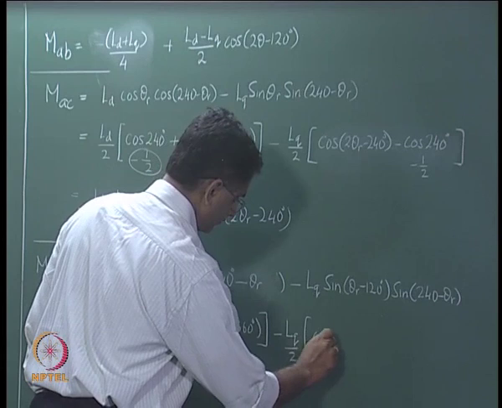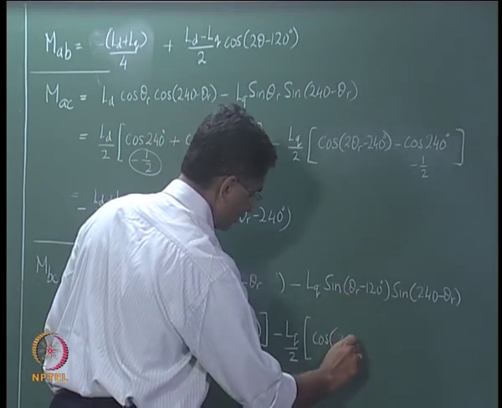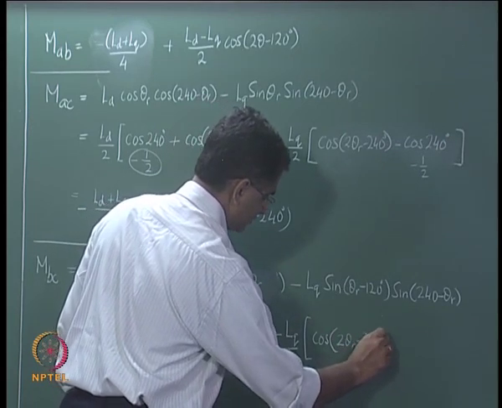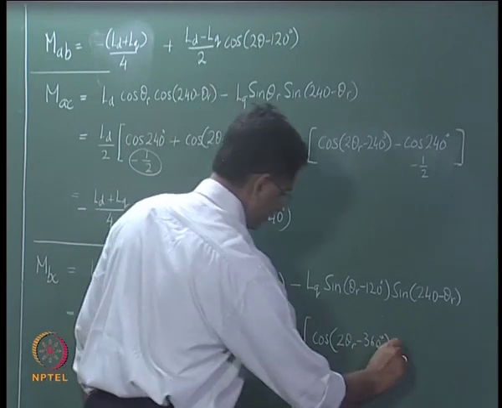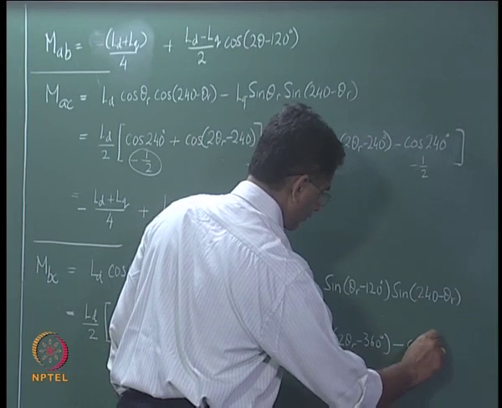into cos of A minus B. This minus that is 2 times theta r minus 360 degrees, minus cos A plus B. So, minus cos 120 degrees.